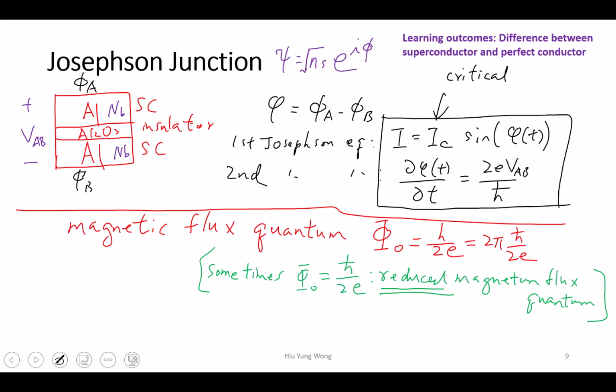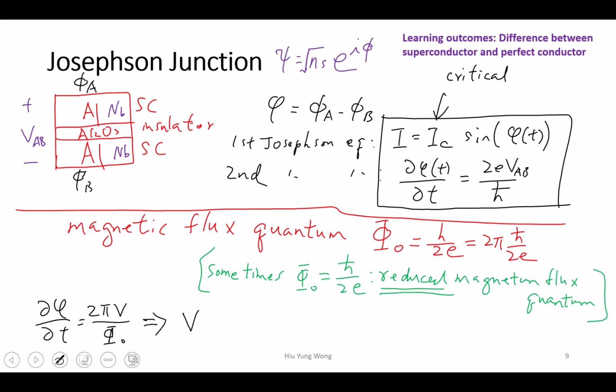Let's look at the second Josephson Junction equation one more time. Partial phi partial t equals 2 pi V over phi naught. Okay? So maybe a little bit too fast, because what I'm just doing is 2e divided by h bar. 2e divided by h bar is just 2 pi divided by phi naught. Okay, I just represent everything as the magnetic flux quantum. Then what does it mean?